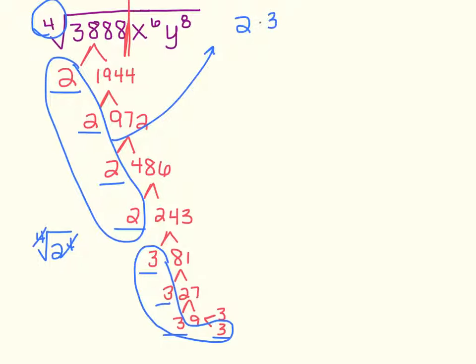But then I do have a lonely 3 down here. I have this 3 here that got left out of the grouping. Okay, so that 3 is going to go back up inside the radical.